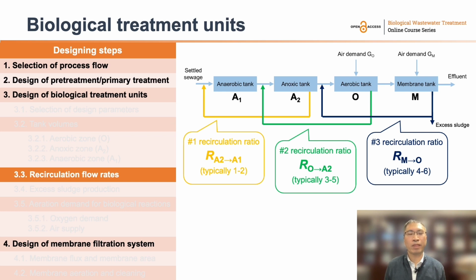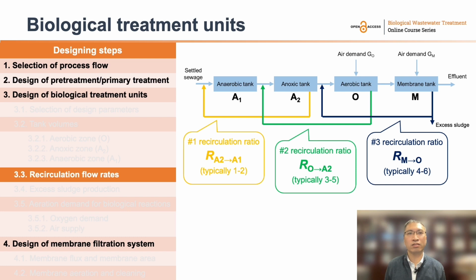Here in this slide, we design the mixed liquor recirculation routes and the recirculation ratios between different tanks, taking the AAO MBR process as an example. Firstly, the mixed liquor in the anoxic zone is normally recirculated to the anaerobic zone at a ratio of 1 to 2. An excessively high recirculation ratio will shorten the real HRT for anaerobic phosphorus release and also disturb the anaerobic environment because the anoxic mixed liquor contains electron acceptors such as nitrate.